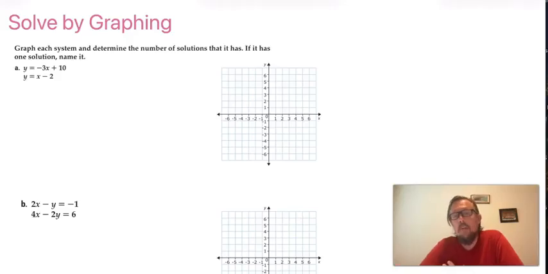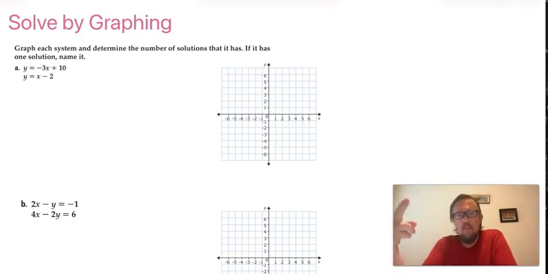Let's go ahead and solve a couple of systems of equations by graphing. So obviously, the first thing that we're going to do is graph the two equations. When we graph them, one of three things is going to happen. Thing number one, they're going to cross in one spot. And if they do, we're going to find the coordinates of that spot where they intersect.